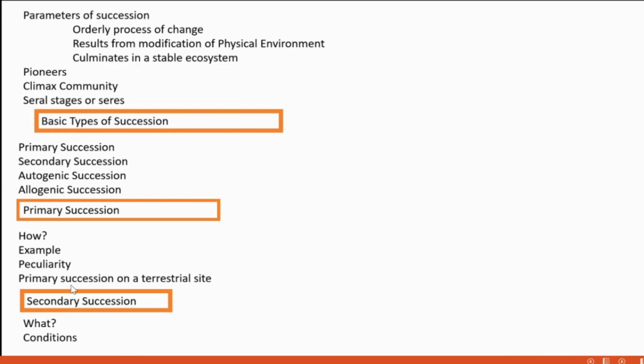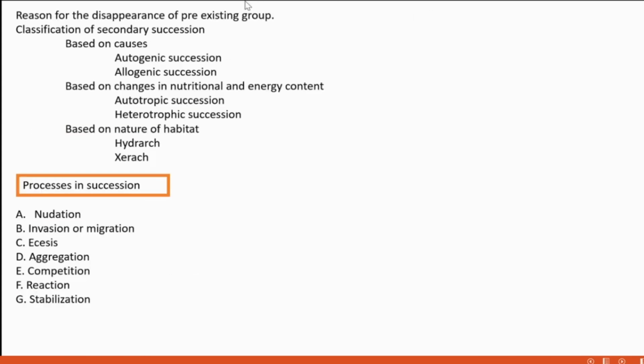That is primary succession. Then what about secondary succession? Secondary succession does not start from a sterile area. It starts from an area that was previously occupied by some other community, a former community. So in that case, conditions are favorable from the beginning itself, and fertile substratum is present from the beginning. Then what is the reason for the disappearance of the pre-existing group? Maybe a sudden change in climate or biotic interventions, or fires may also wipe out the pre-existing community. So many reasons are there.